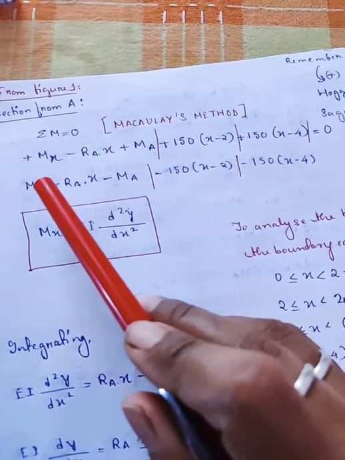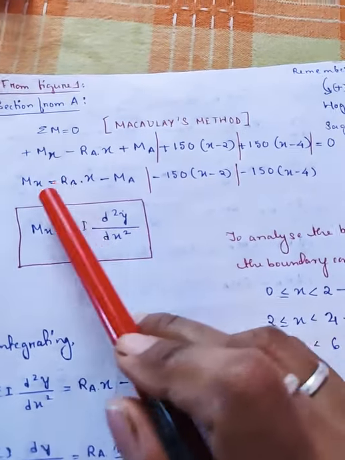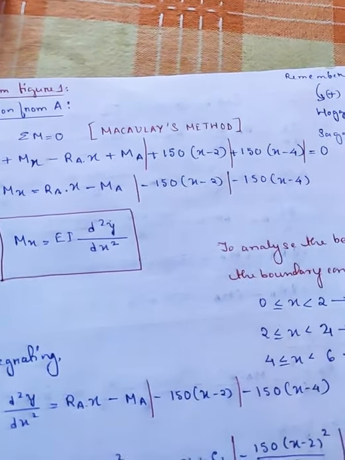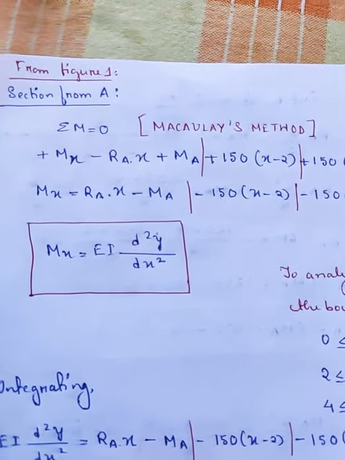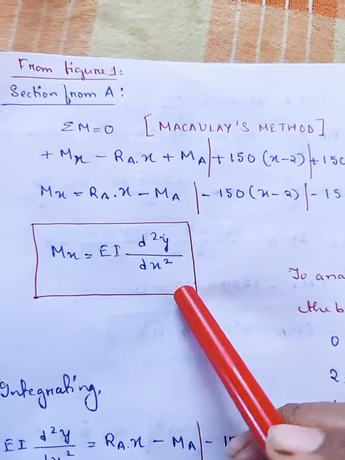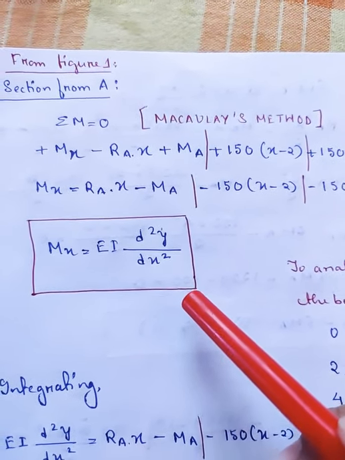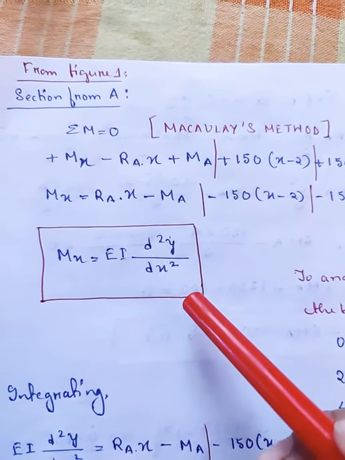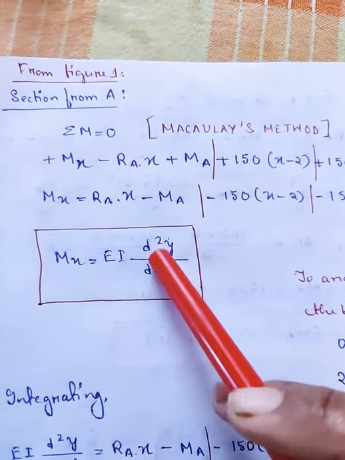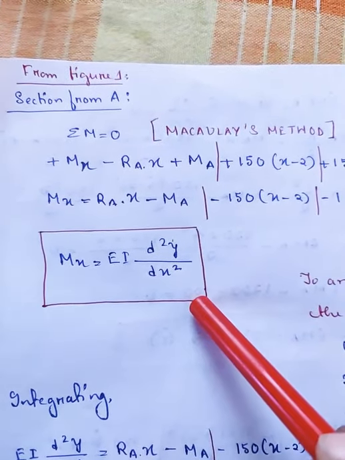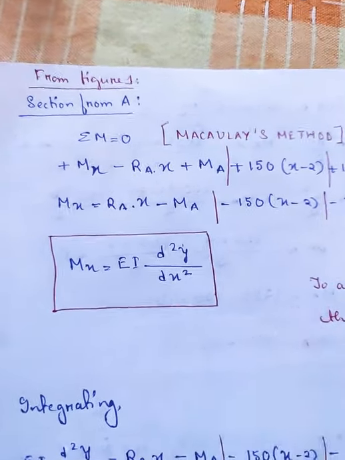Then taking all the other variables to that side, keeping Mx on one side, we got this equation. Now what is this? This is the equation of deformation. Since it is a statically indeterminate structure, apart from the static equation, we need to consider this equation also. Here Mx equals EI d square y by dx square, this is the formula. From this equation we will find the slope and deflection equation.